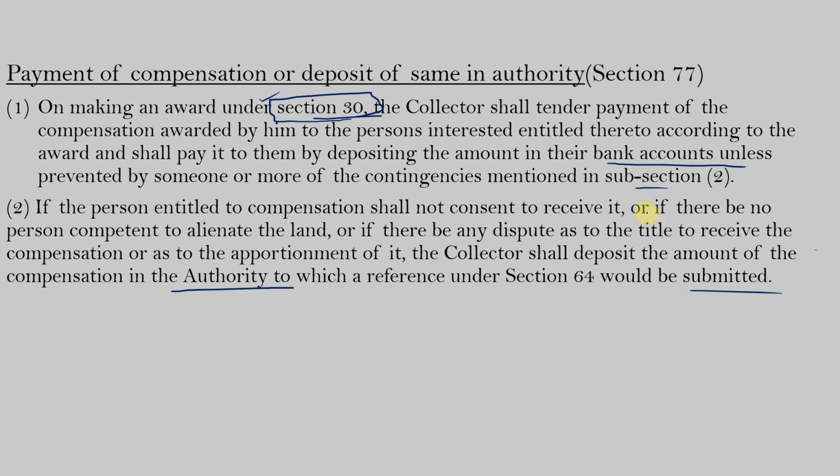So, in all these cases, that is where the owner of the land does not consent to take the award, or there is any dispute on the title of the land, or there is no competent person to alienate the land, or in the apportionment of the award, the collector shall deposit the amount in the authority, that is the Land Acquisition, Rehabilitation and Resettlement Authority. So, the authority, after resolving the dispute, will transfer the amounts to the appropriate persons.